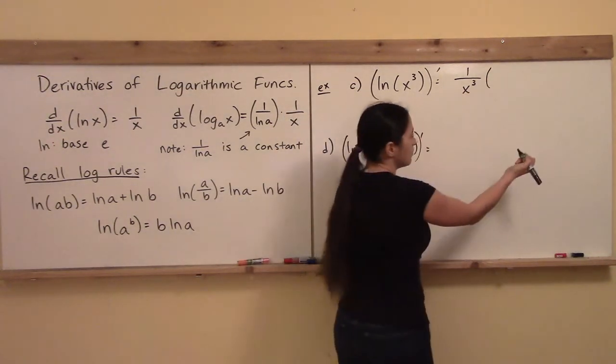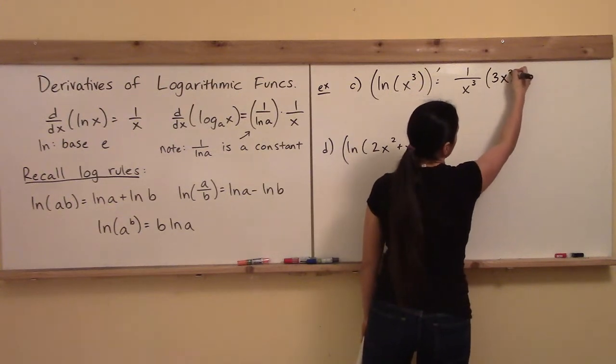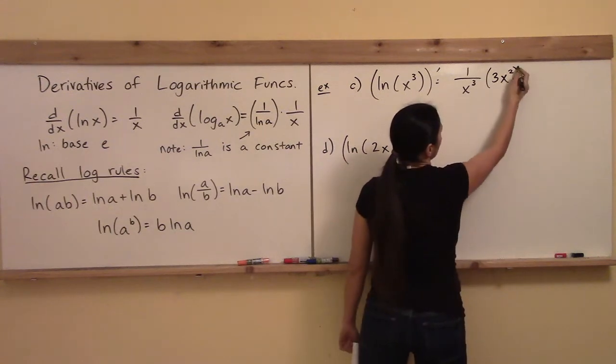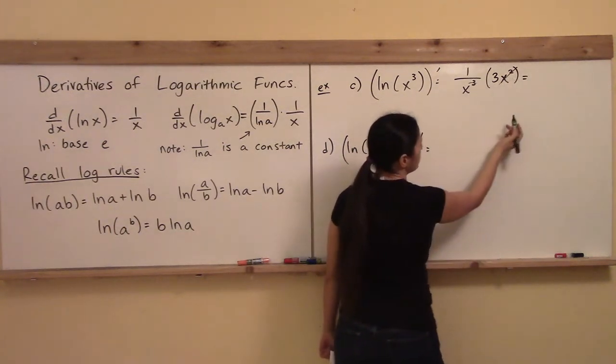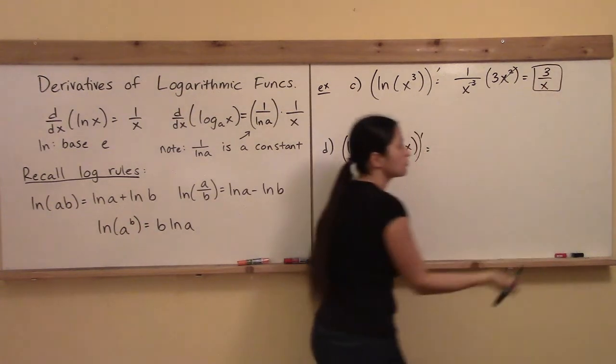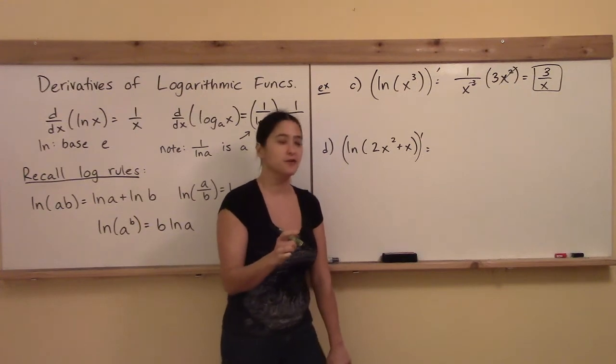So what's the derivative of x cubed? 3x squared is the derivative of x cubed. And so what happens is this x squared cancels with the cube of that. And so the answer that we get finally, simplifying, is just 3 over x. Did you get that one? Maybe you went the other way.